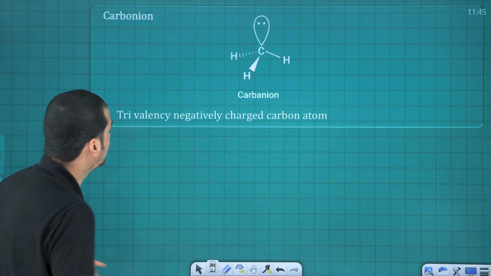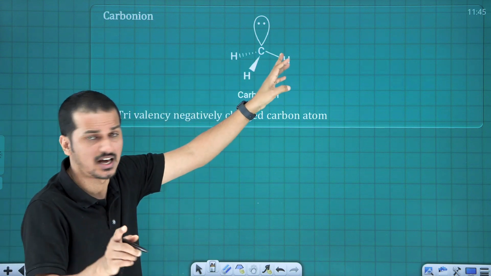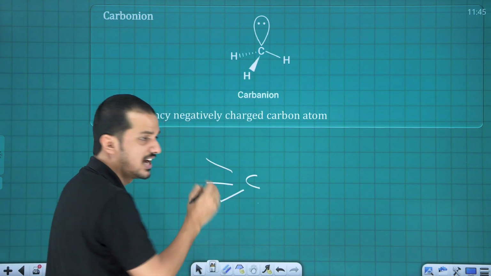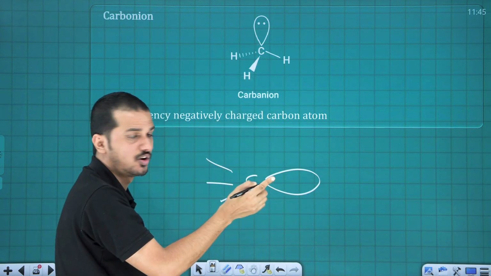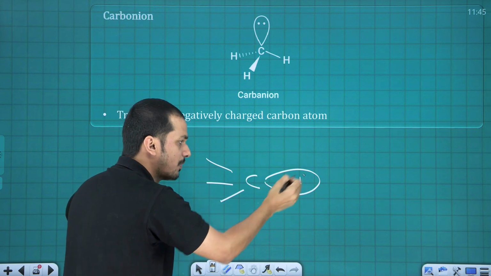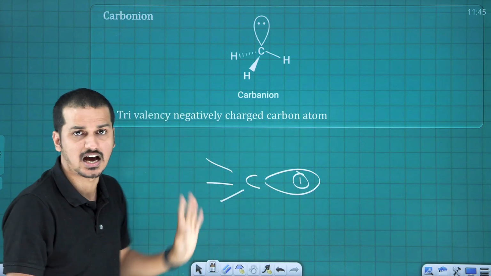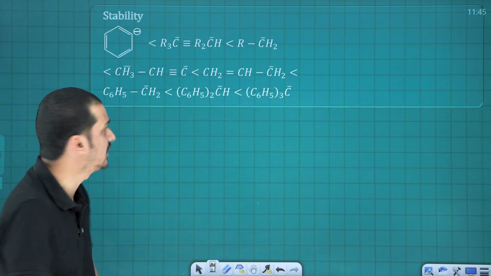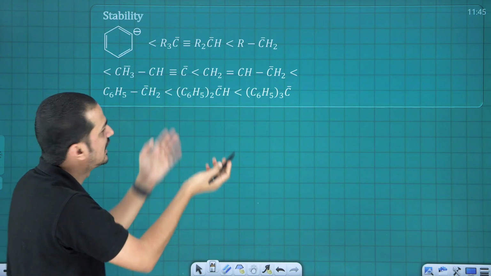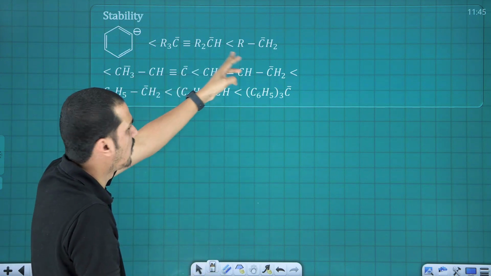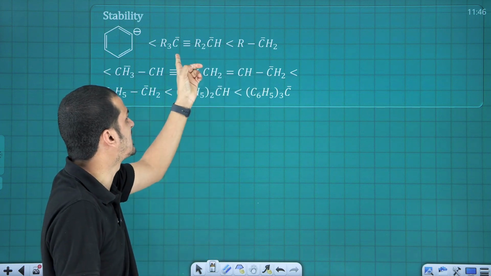Next, this is the carbanion. Carbanion means carbon with a negative charge. Around carbon, three valencies are there, along with one sp3 hybridized orbital containing one lone pair. So it is a trivalent, negatively charged carbon atom. Looking at their stability, the methyl carbanion is more stable, and the tertiary is less stable.